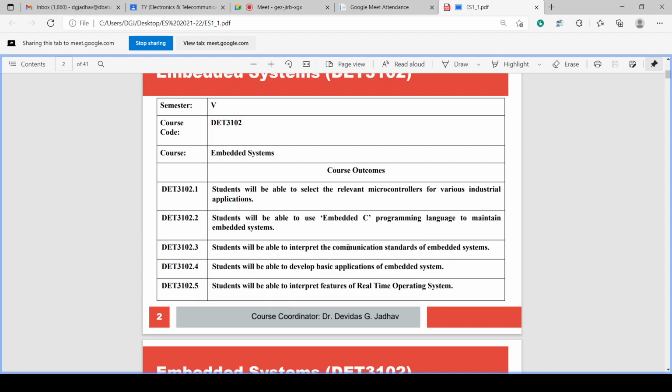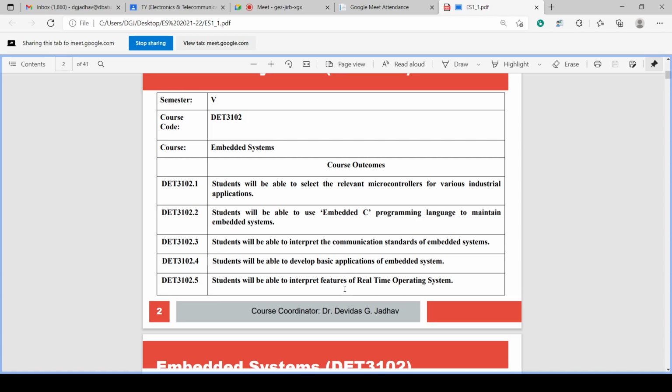Students will be able to interpret the communication standards for embedded systems. There are various communication standards. We have to interpret, meaning we have to understand what those are, and how they work. Students will be able to develop basic applications of embedded systems, so simple applications can be developed. Students will be able to interpret the features of real-time operating system. Interpret means to understand.